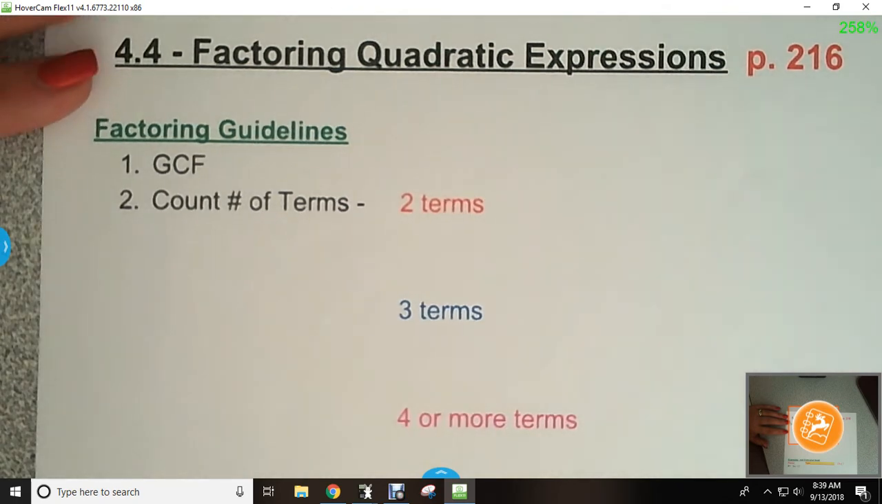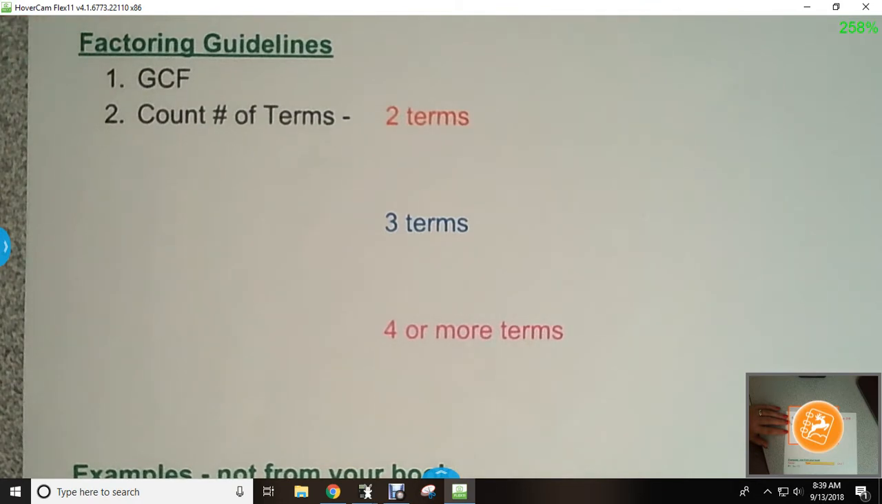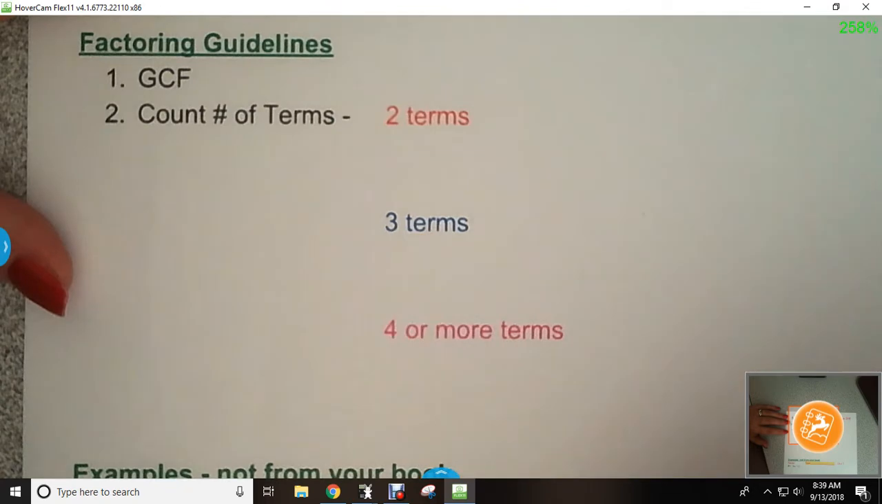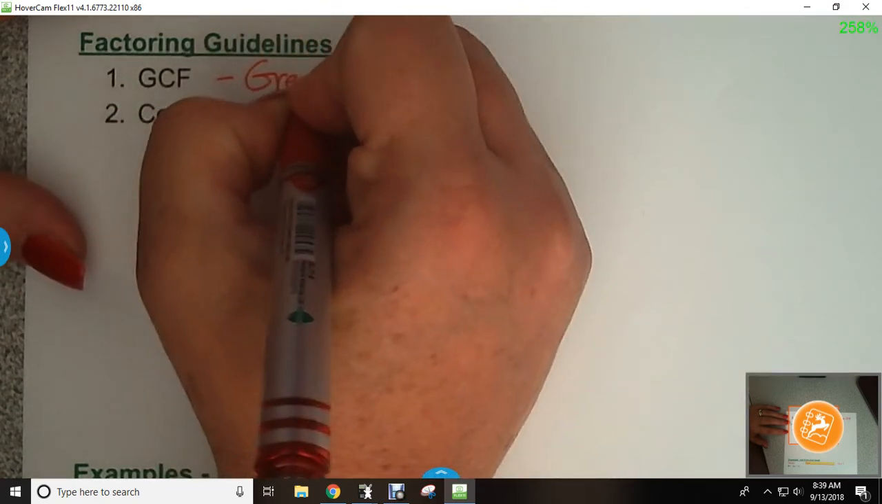So we're going to start out with some guidelines. And these guidelines basically tell you what kind of factoring to do in any given situation. So we're going to start out always, I don't care how many terms it's got, I don't care how many variables it's got, but you are always going to start out with the GCF, which is the greatest common factor.